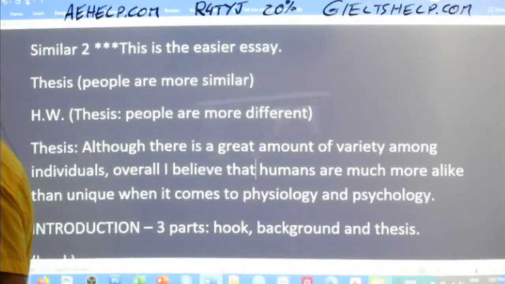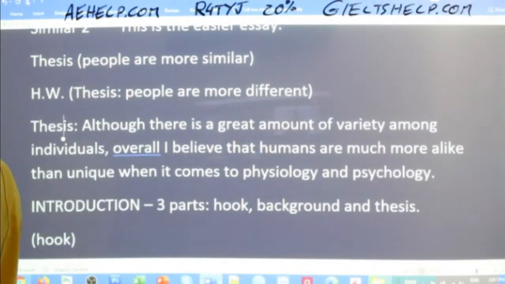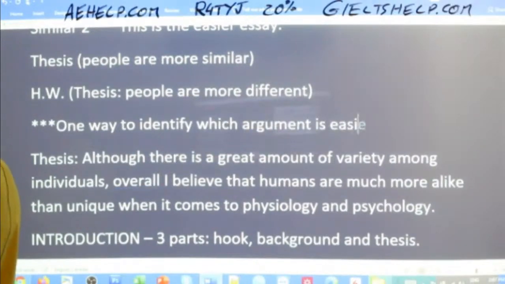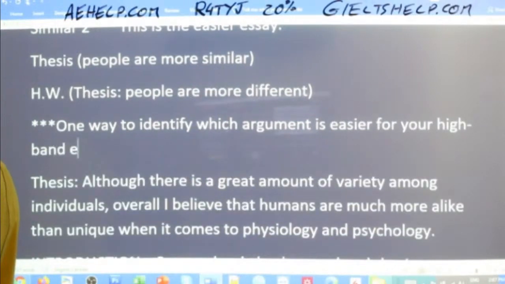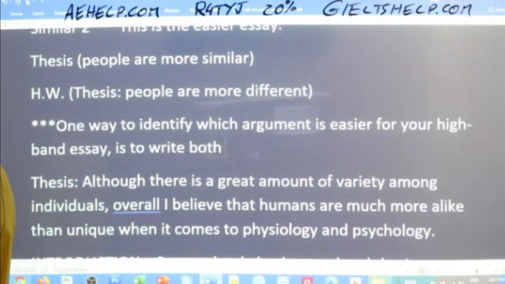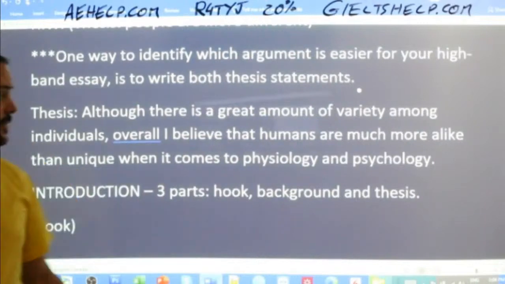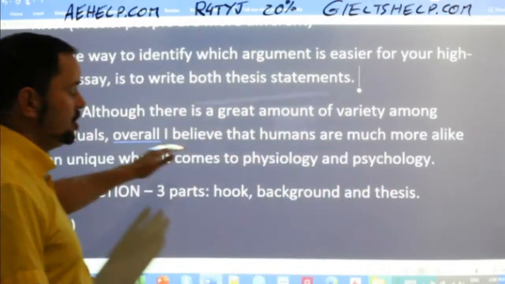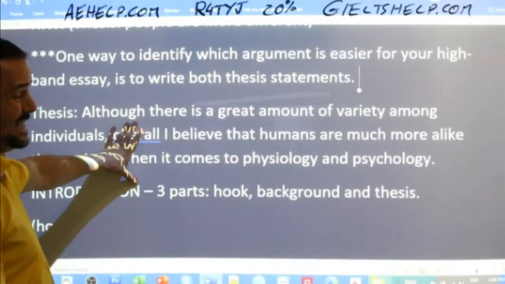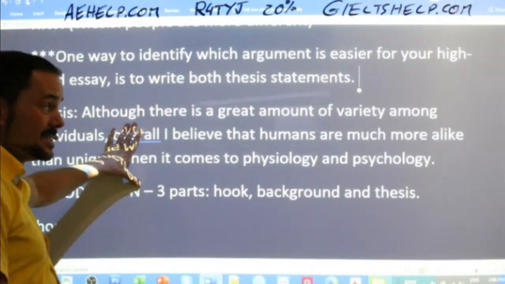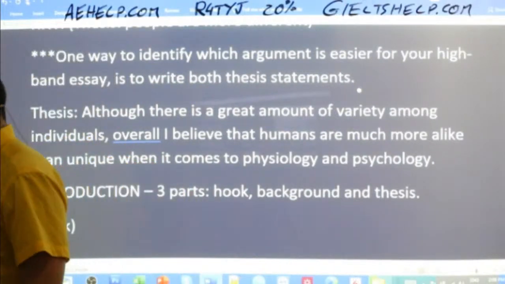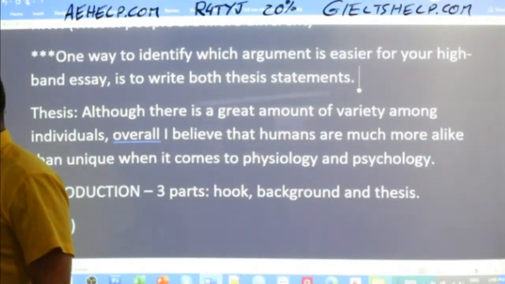So just an interesting note here before we get going further with the introductory paragraph. One way to identify which argument is easier for your high band essay is to write both thesis statements, right? So maybe you write this one and then you attempt to write the other one where you say, well, although there are many similarities among people, individuals have more differences because of their experiences and appearances, maybe. And then you can think about, well, which one will be easier for me to write about? Okay, so you can decide after. If you get stuck writing one of the thesis statements, probably that's the more difficult one.